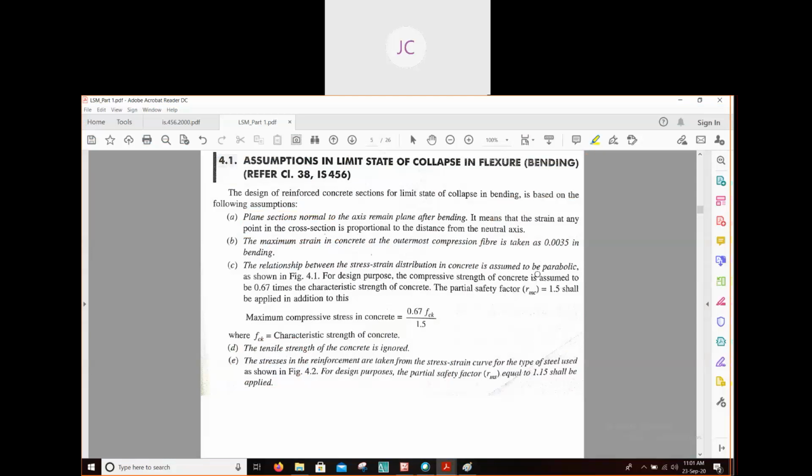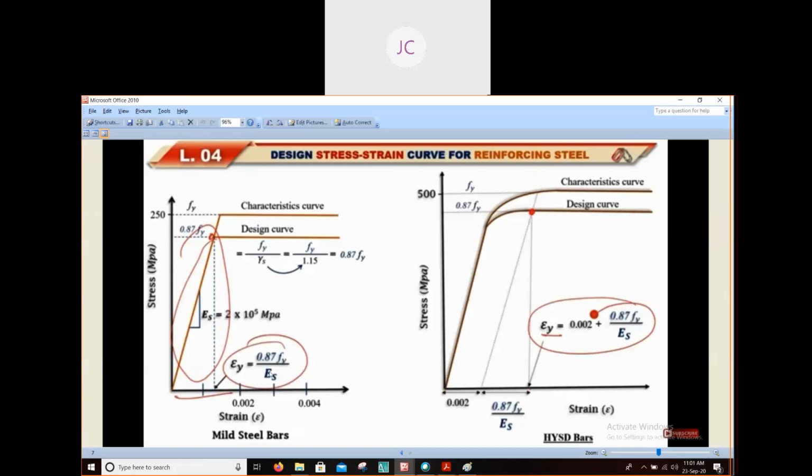The stresses in reinforcement are taken from the stress strain curve for the type of steel used. This is our characteristic curve. That means without using the partial safety factor, you will get this curve. But for design purposes, according to the IS code, we have to use our partial safety factor. So fy divided by 1.15 you have to use, because we are considering steel.